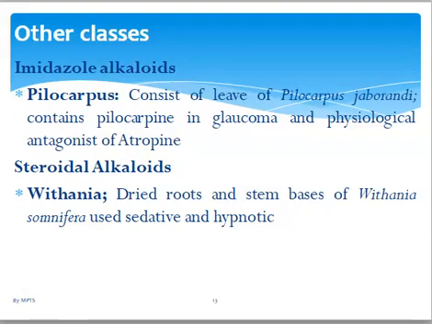The other classification of alkaloids, we have imidazole alkaloids. We have pilocarpus, pilocarpine. It's a muscarinic agonist, used in glaucoma, from this plant, Pilocarpus jaborandi. So the description of the plant is very important, or someone else could describe those plants for us in the other presentation. Steroidal alkaloids, they are also there. However, this has been a short presentation of alkaloids.